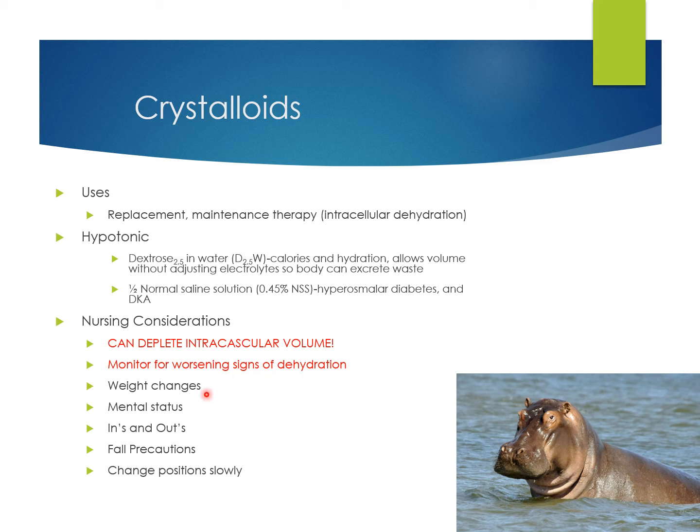Monitor for weight changes. This kind of goes for any time you're giving somebody fluids. Their mental status may change if they are becoming imbalanced with an electrolyte balance. The ins and outs should be the same. If I'm putting 500 mLs in, I should be getting anywhere from 450 to 500 mLs out. Change position slowly just to prevent the orthostatic hypotension that may occur.